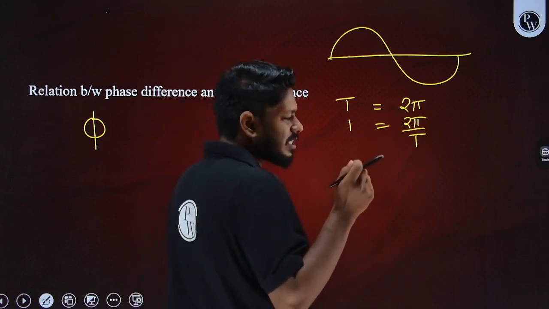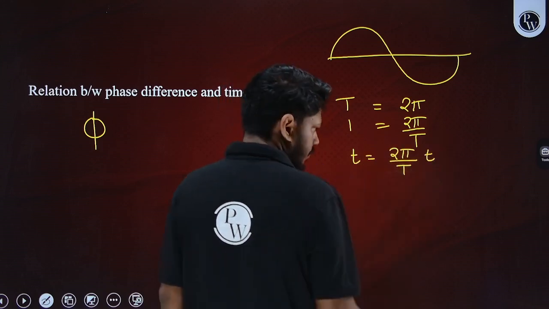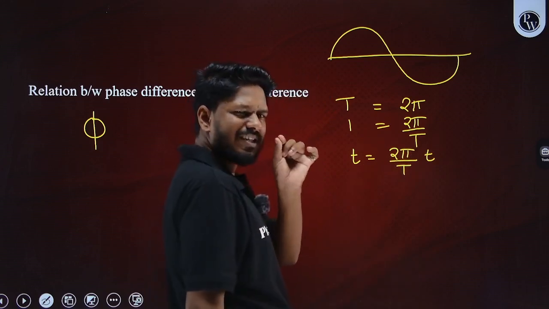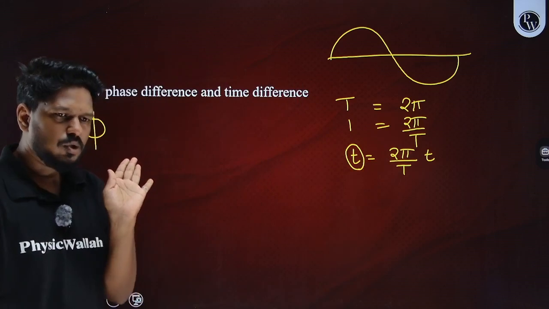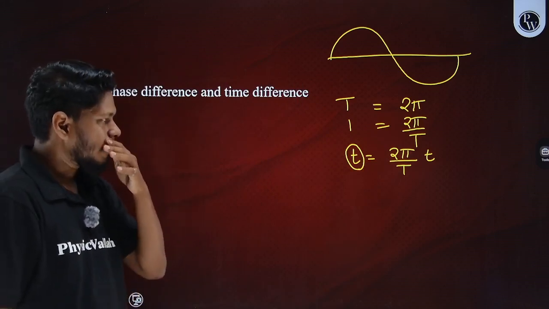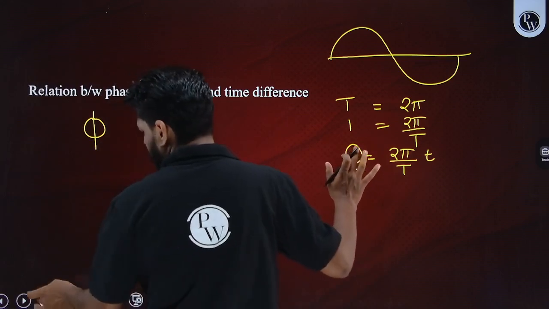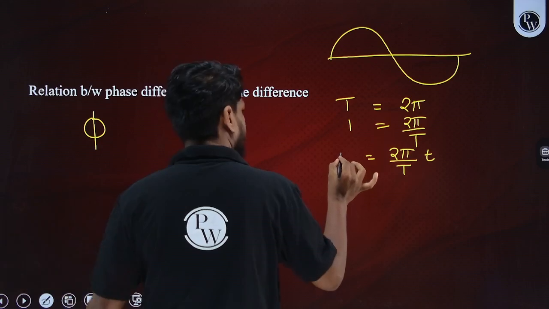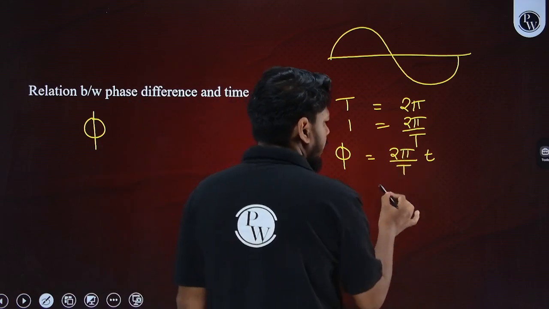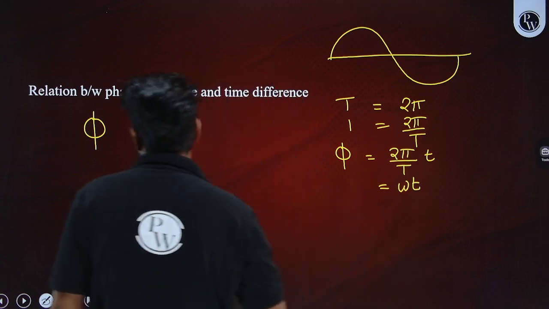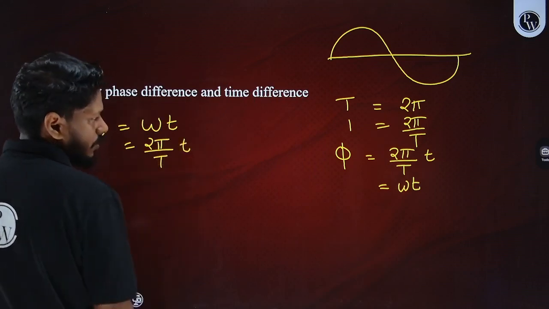Then what is the distance covered in some small t time? It will be 2 pi divided by T into t. What is that distance traveled? What is phase difference? How much you have traveled from the initial position. The distance traveled in some small t time, we write as phi. In small time t, this term 2 pi by T can be written as omega. So phi can be written as omega into t, or 2 pi by capital T into small t.